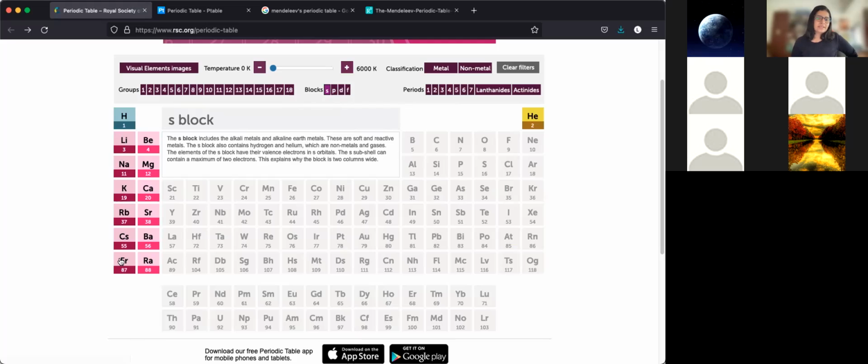S block is the extreme left side. All of these consist of metals, and they are mainly very highly reactive, explosive metals like sodium, potassium, all of these.